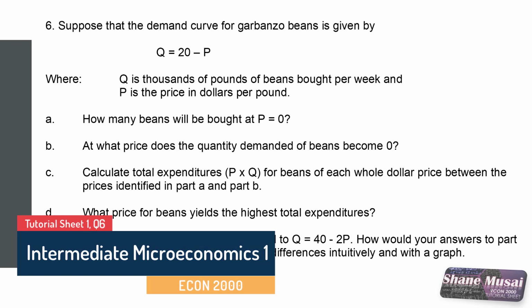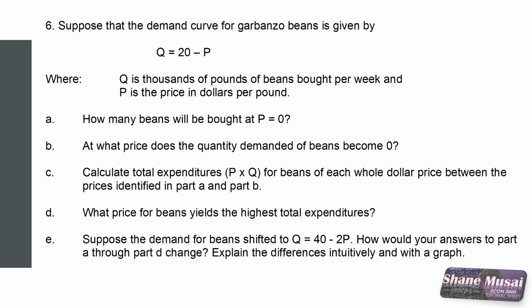Now we reach question 6, and question 6 says, suppose that the demand curve for Garbanzo beans is given by Q is equal to 20 minus P.